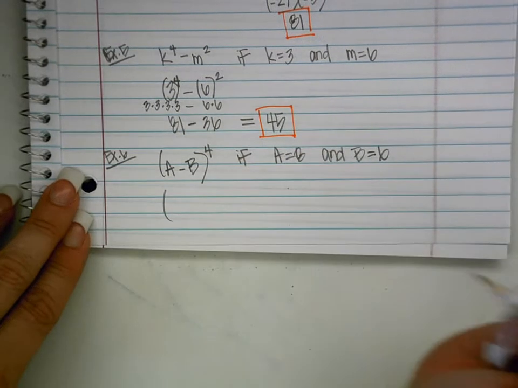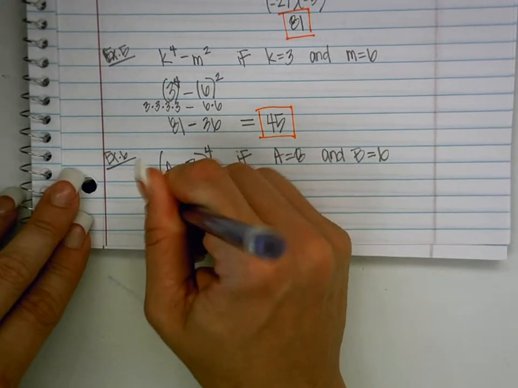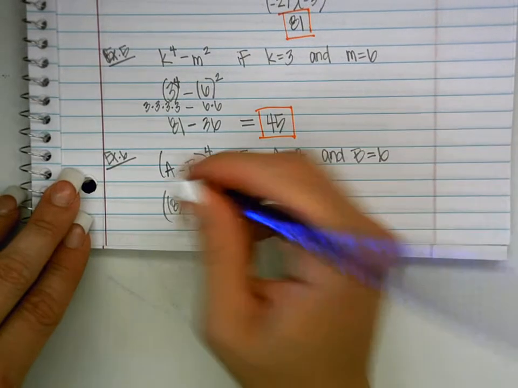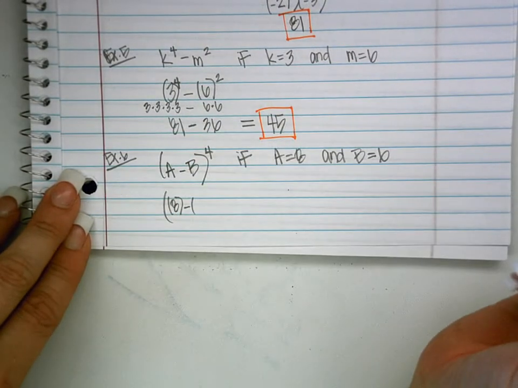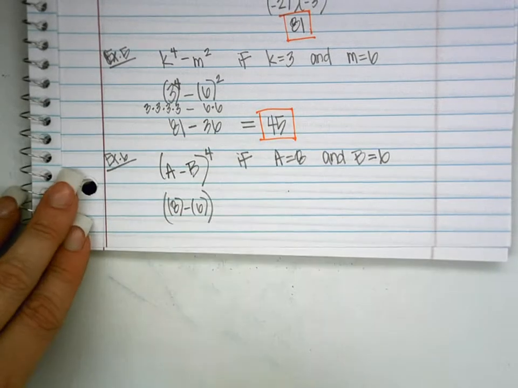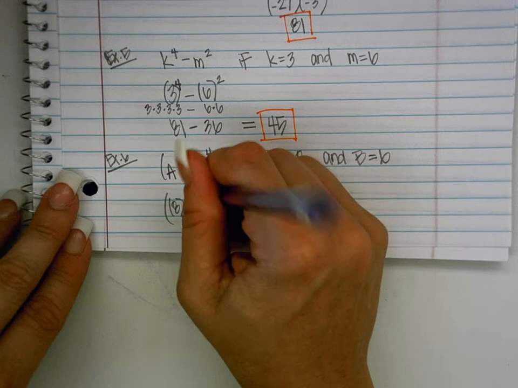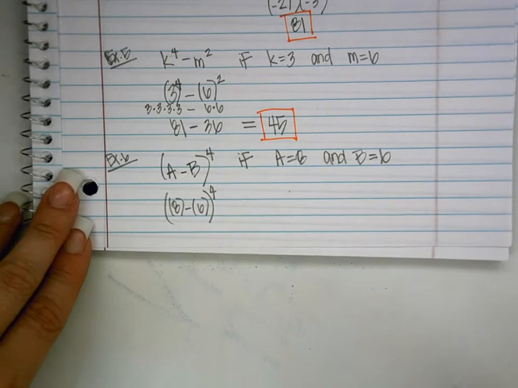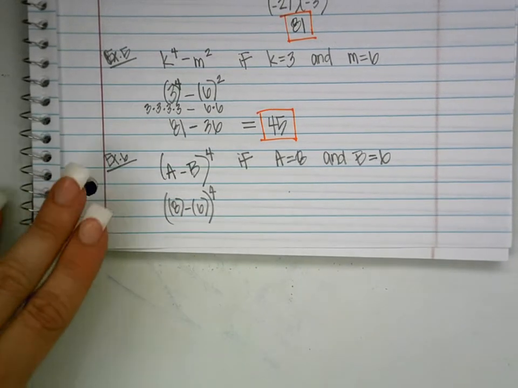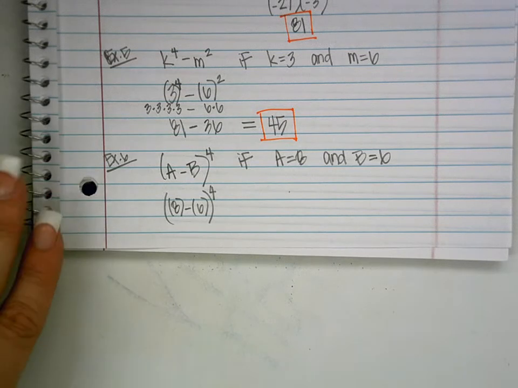What am I plugging in for a? 8. Remember, if you plug something in, put it in parentheses. Minus, what am I plugging in for b? 6. So you've got some double parentheses here. Does it matter that this 8 and 6 are in parentheses? Nothing changes, right? So I didn't really have to write them, but I'd like you to get in the practice of writing them just in case you have negatives, because we don't want to make those mistakes.